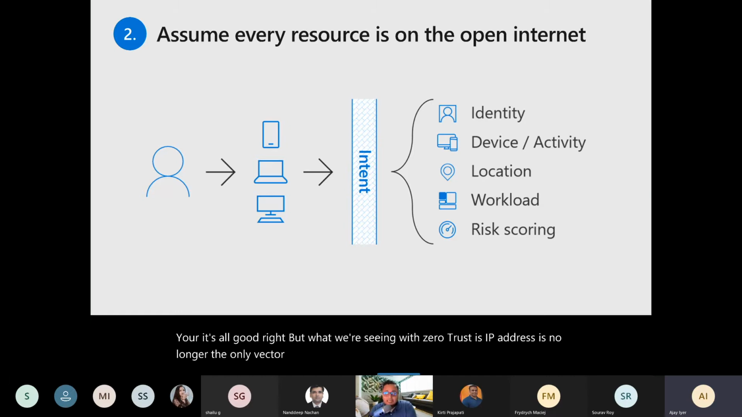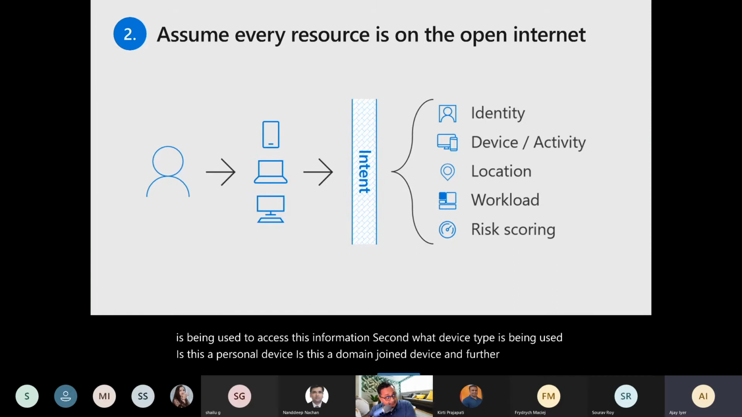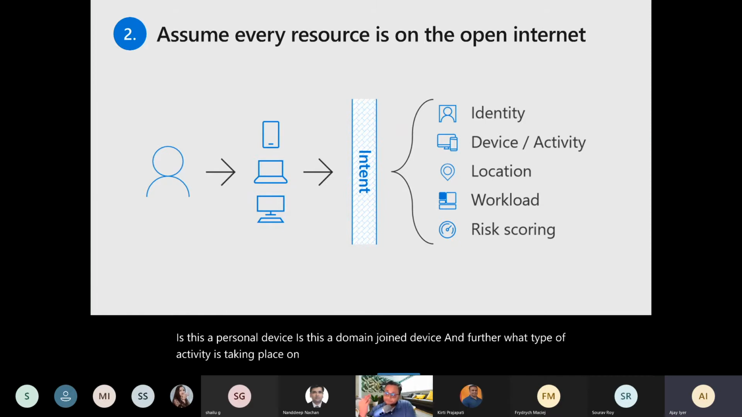But what we're saying with zero trust is IP address is no longer the only vector that I'm looking at. I'm looking at identity. What identity is being used to access this information? Second, what device type is being used? Is this a personal device? Is this a domain joined device? And further, what type of activity is taking place on the device?